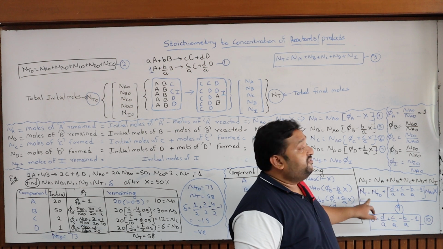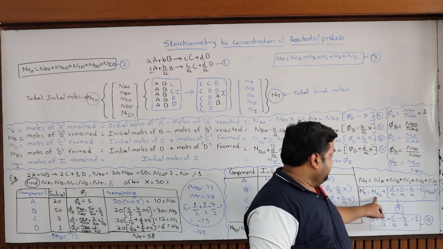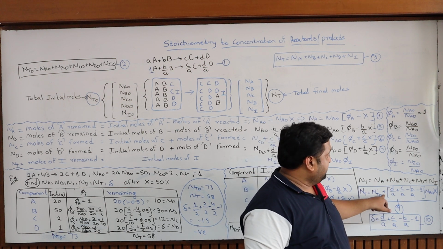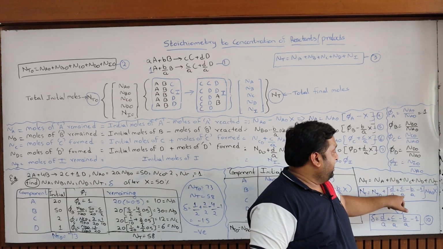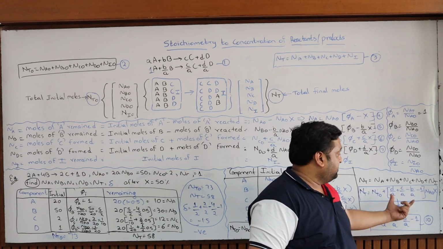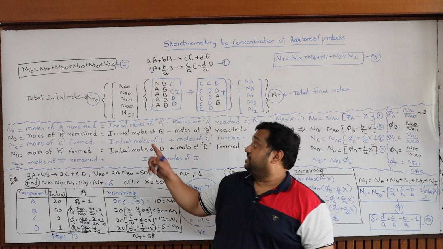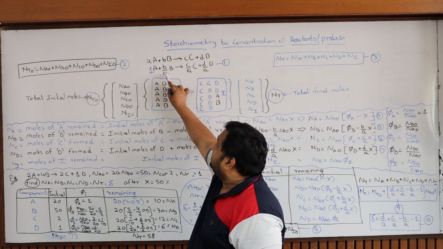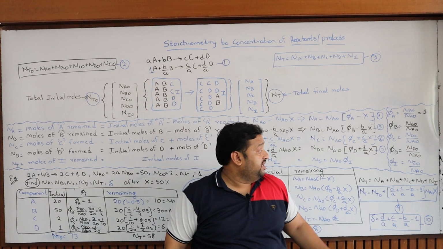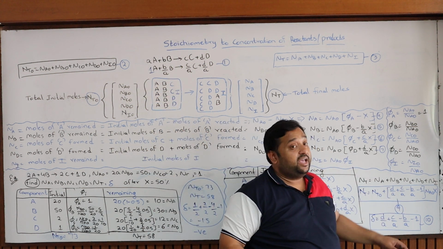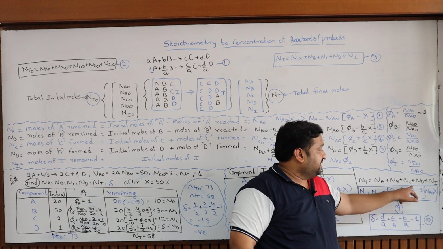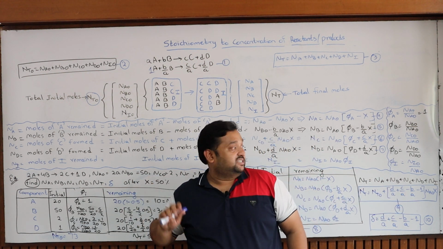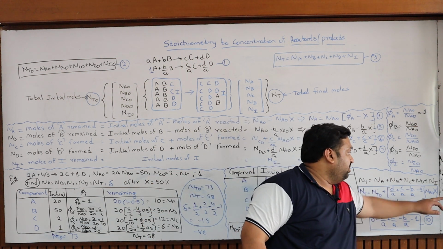Therefore Nt, the final moles, is the initial moles plus D by A plus C by A minus B by A minus 1. What is this? The difference in the product stoichiometry minus the reactant stoichiometry. That is, D by A plus C by A is the product, minus B by A minus 1 is the reactant, into Na0 into x.